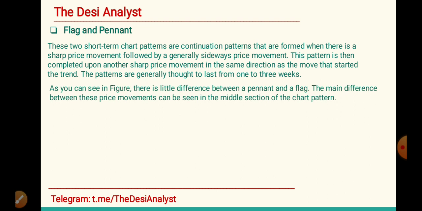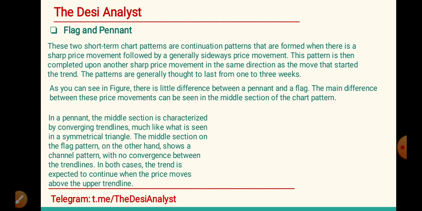As you can see in the figure, there is little difference between a pennant and a flag. The main difference between these price movements can be seen in the middle section of the chart pattern. In a pennant, the middle section is characterized by converging trend lines, much like what is seen in a symmetrical triangle. The middle section on the flag pattern, on the other hand, shows a channel pattern with no convergence between the trend lines. In both cases, the trend is expected to continue when the price moves above the upper trend line.